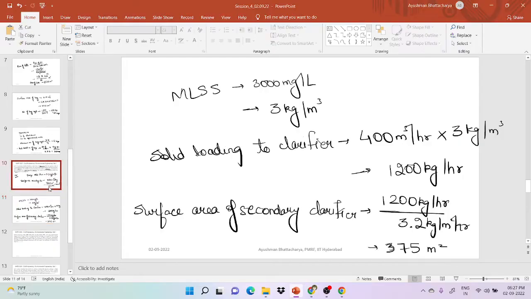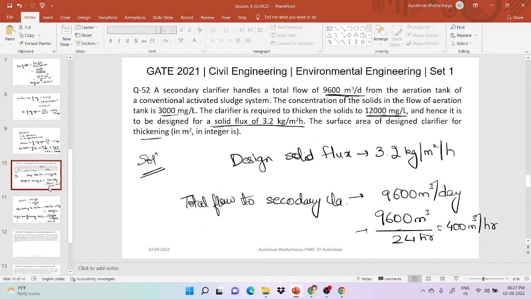So once again I will explain this, then we will move to the next question. In this question they are telling a secondary clarifier handles a total flow. First they have mentioned the total flow from the aeration tank. So suppose this is the aeration tank and from there flow is coming to the secondary clarifier. They have given the design solid flux and they are telling the MLSS concentration of this aeration tank and the amount of flow, the total flow.